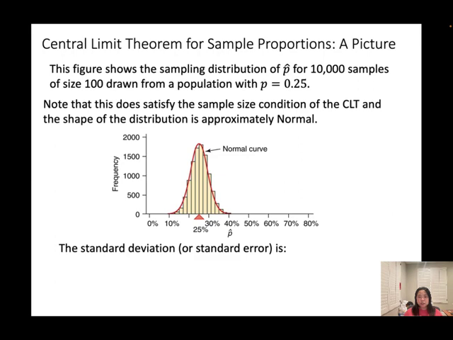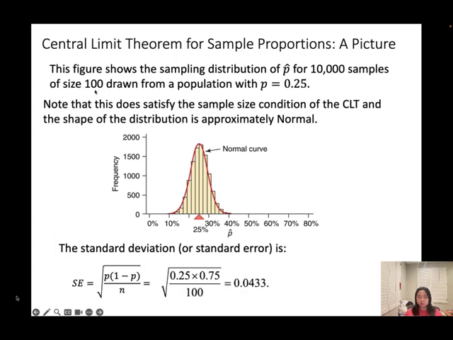Okay, let's find the standard error. We know the mean will be equal to 0.25. We need to find the standard deviation, which is your standard error. So we plug in the square root of 0.25 times 1 minus 0.25 divided by n, where n is your sample size, 100. You get 0.0433. This is the standard deviation.